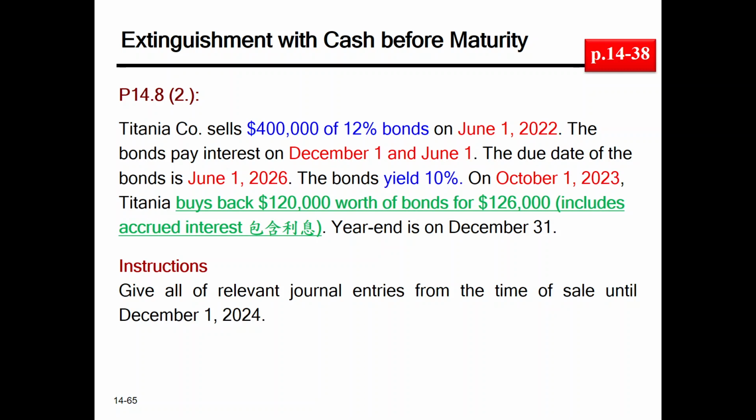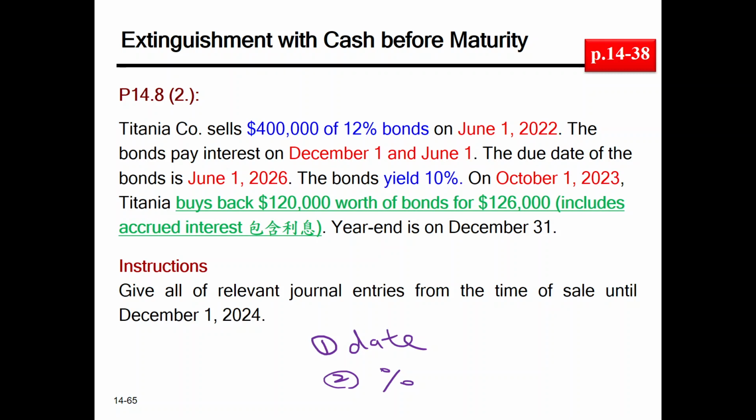So what's the problem? Your company sold the bond. The bond principal is $400,000, contractual interest rate 12%. Issue date June 1st, right? So the bond pays interest when? December 1st, June 1st. From this question, there are two very important hints. Always in this chapter, first, date, second, percentage. Because of these two things, okay?